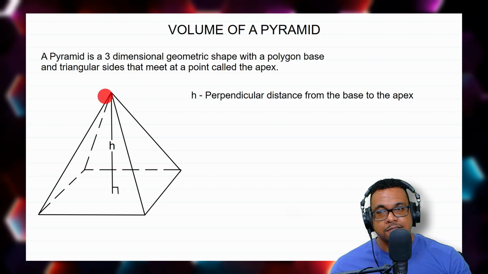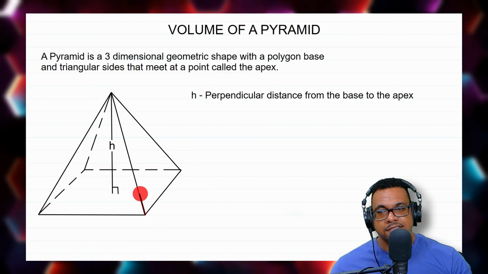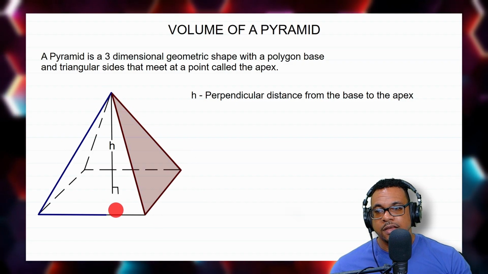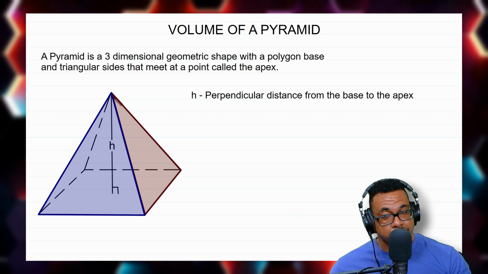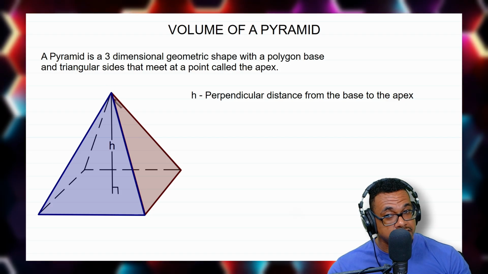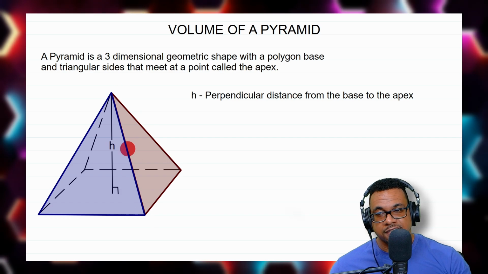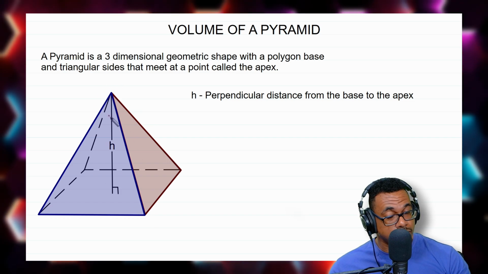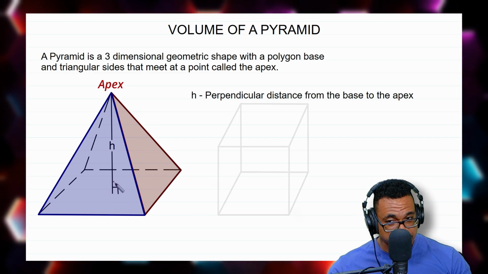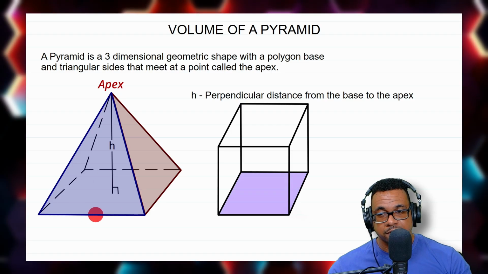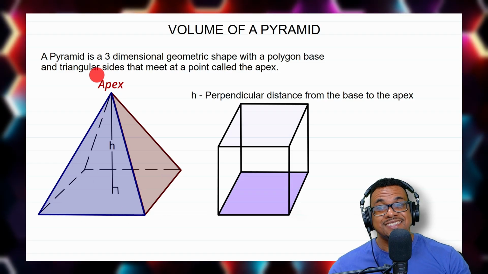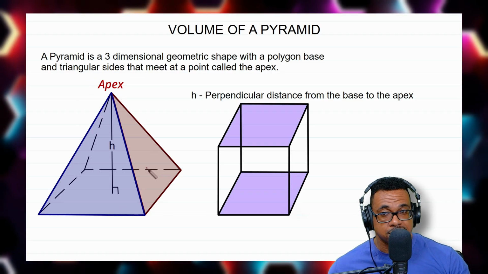And the sides would be triangles. So here you could see the triangular sides meeting at a point. So that's the thing about a pyramid. What makes the difference between a pyramid and a prism is that in the pyramid, the triangular sides meet at a point called the apex. Whereas in a prism, you will have the base at the bottom, and on the opposite end, you'll have the same shape, just like the base.